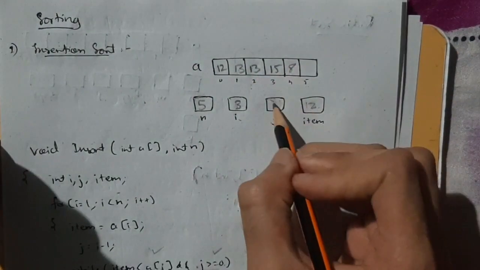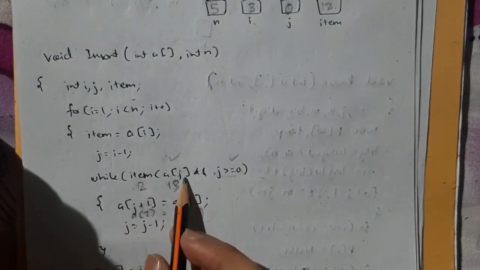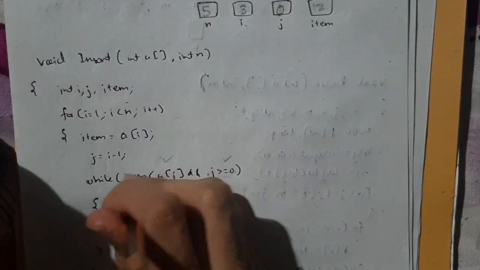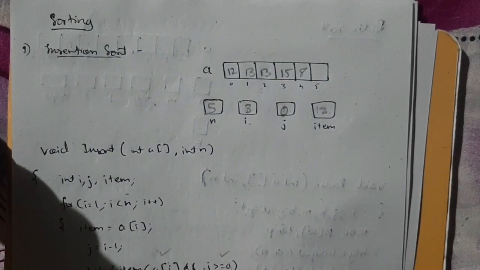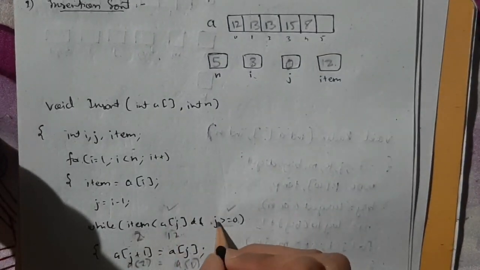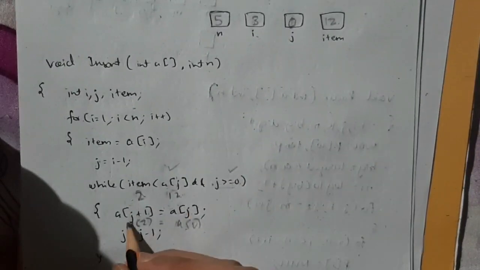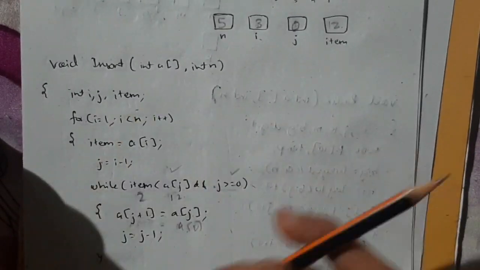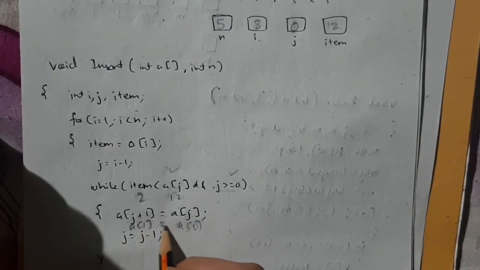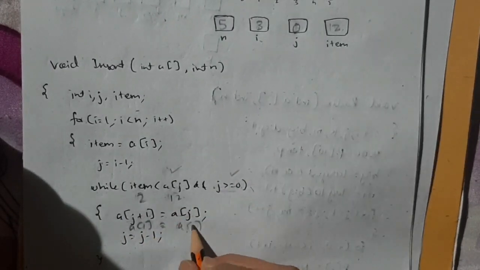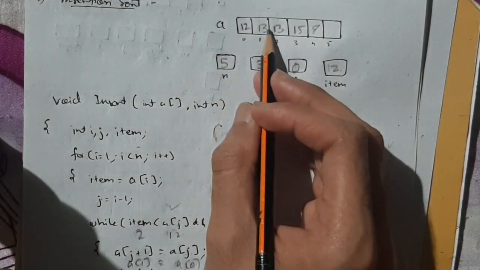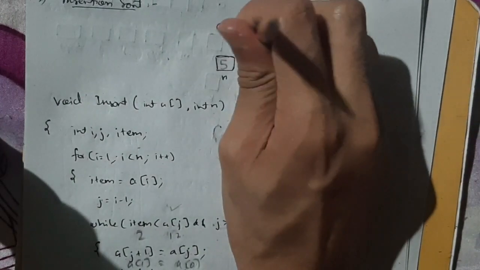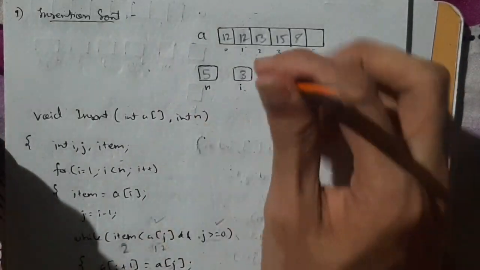Now j is 0. Again, item is less than a of j. What is a of j? A of 0. What's item? Item is 2 here. Is less than a of j, a of 0. What is a of 0? 12. While 2 is less than 12, and j is greater than or equal to 0. A of j plus 1 is a of 1. A of 1 is equal to a of j, which means a of 0. What is a of 0? 12. 12 should be copied to a of j plus 1. Okay, means here. So 12 will come here. And j will become j minus 1. J will become 0 minus 1, that is minus 1.